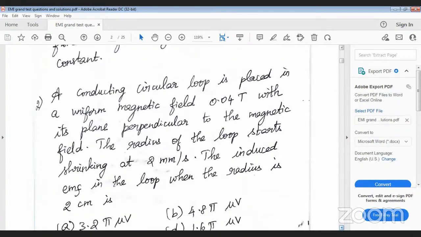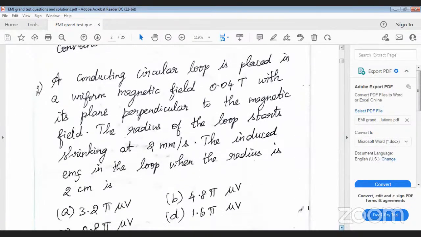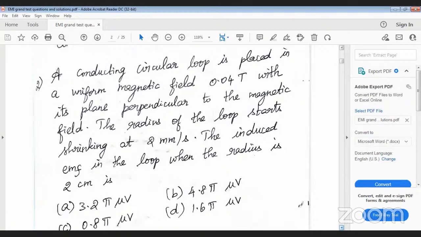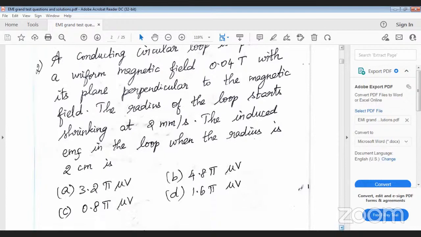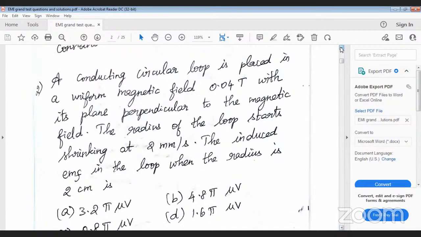The second problem is, a conducting circular loop is placed in a uniform magnetic field 0.04 Tesla with its plane perpendicular to the magnetic field. The radius of the loop starts shrinking at 2 millimeters per second. The induced EMF in the loop when the radius is 2 centimeter is. So here you are having a conducting circular loop that is placed in a uniform magnetic field, and they have given you the field value also, 0.04 Tesla.